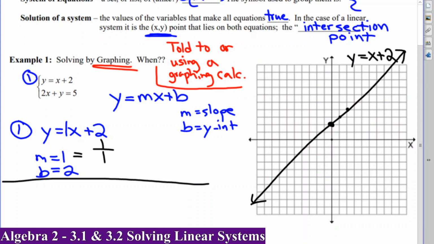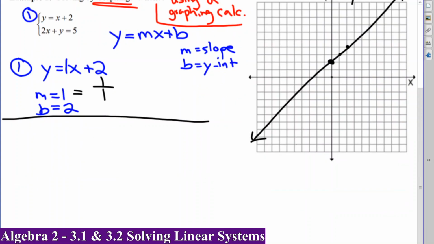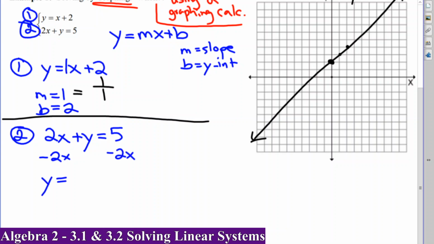Our second one, if we take a closer look, number 2 here, is not in that form. The second one is 2x plus y equals 5. But there's nothing that says we cannot solve for y here and rewrite it. We have to have the ability to solve for any variable. So I'm going to subtract 2x from both sides, and I get y equals negative 2x plus 5. It is now in slope-intercept form, so my slope is negative 2, and my y-intercept is a positive 5.